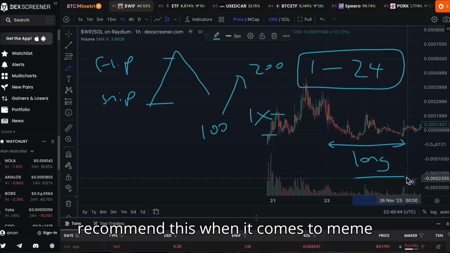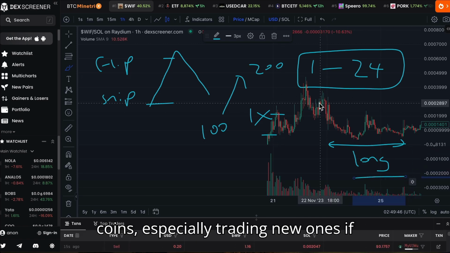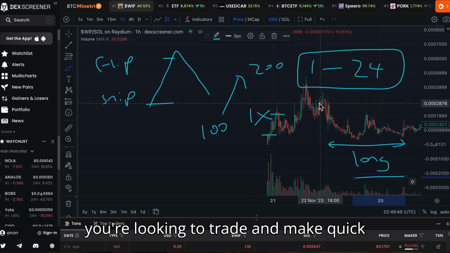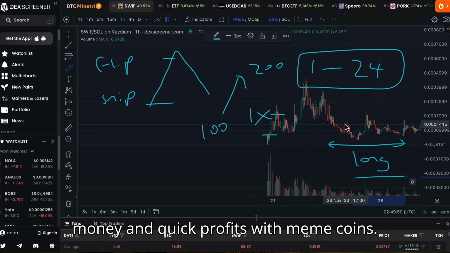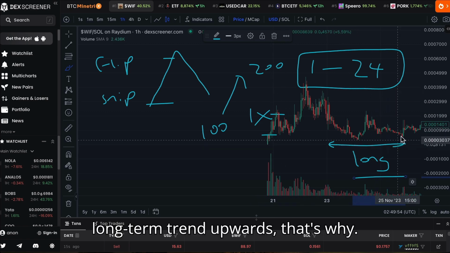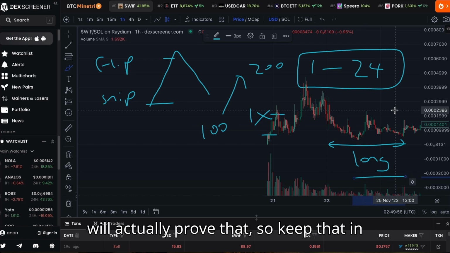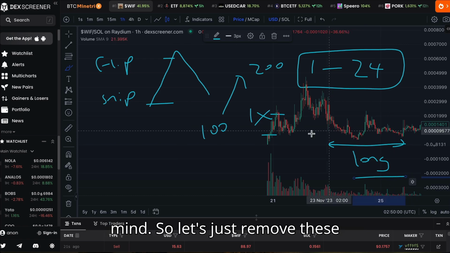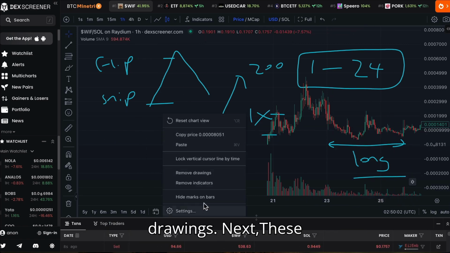I don't recommend this when it comes to meme coins, especially trading new ones, if you're looking to make quick money and quick profits with meme coins. Because very few meme coins long-term trend upwards. That's why. And I can show you 100 charts that will actually prove that. So keep that in mind. So let's just remove these drawings.